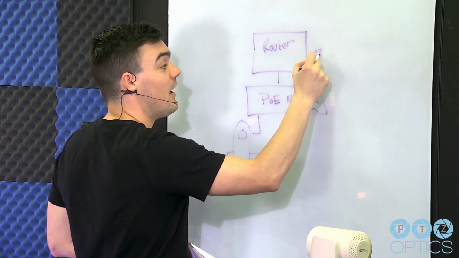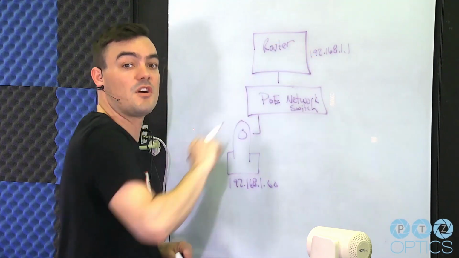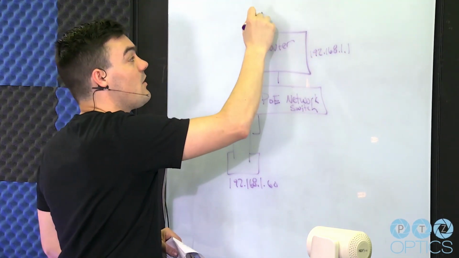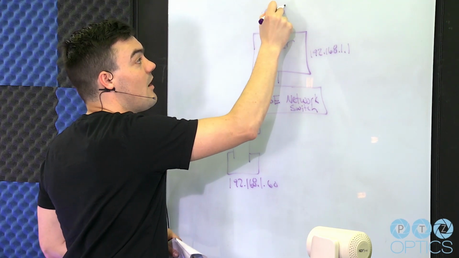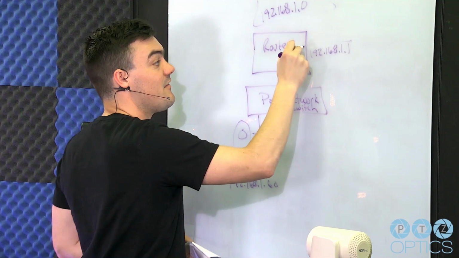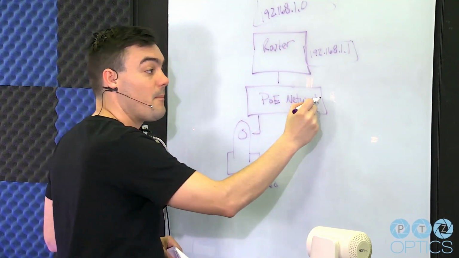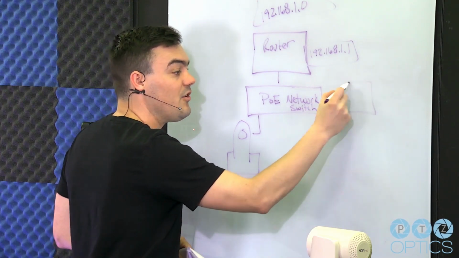Our router actually has an IP address too. This is generally 192.168.1.1, the very first IP address. In fact, the whole network is 192.168.1.0. That's like the network. This is the very first device, the router. And then you have other devices like your computer. So here's your computer over here.